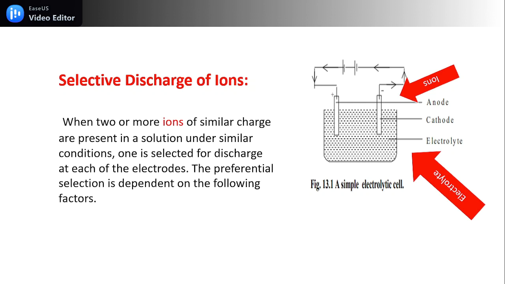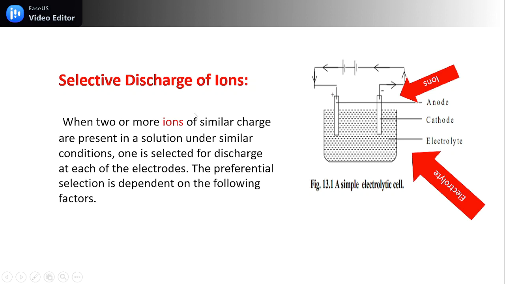So how do we select those ions? What are the factors that govern the selective discharge of ions? How do we determine the ions that will be discharged, that will be released to pass through the terminals? So that's what we are looking at now.